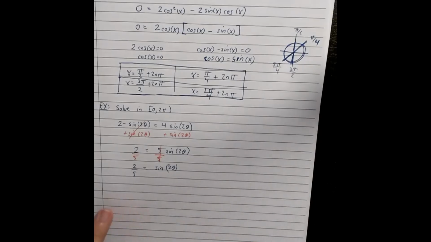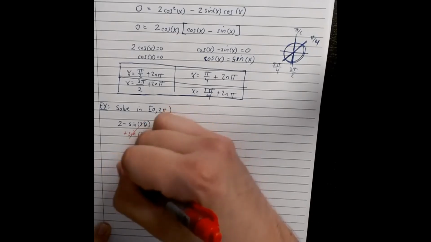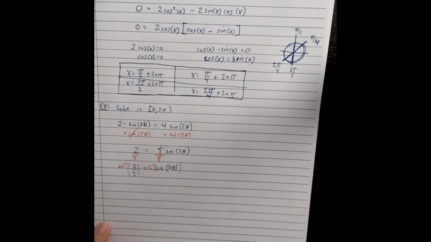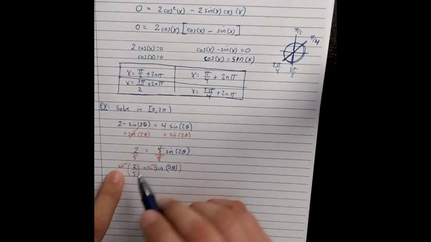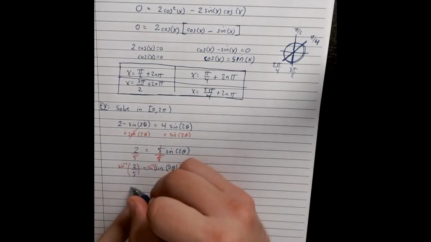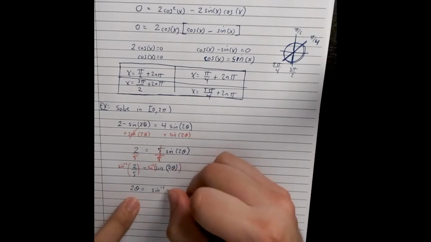But what we can do is we can take the inverse sine of both sides. So here I can say sine inverse here, and over here I can say sine inverse here, and that is perfectly valid. I can take the sine inverse of 2/5 because 2/5 is in the domain of the sine inverse function. Remember, the sine inverse has a domain that's between -1 and 1, which that most certainly is. So here, the sine inverse of the sine of 2 theta will just give me 2 theta. So let me write that down. 2 theta is equal to the inverse sine of 2/5.